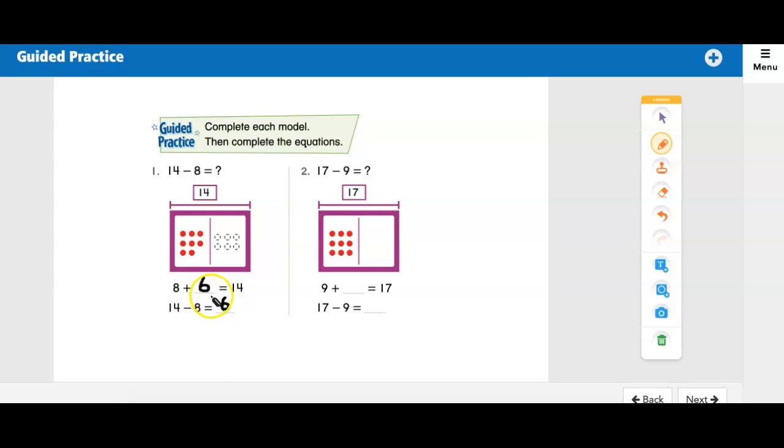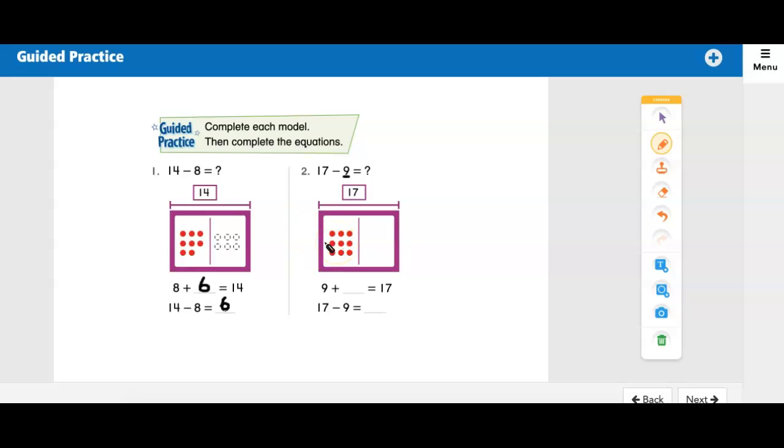Your missing part for your addition and subtraction problems will be the same. Keep that in mind when you are working on your equations today. Now let's look at number 2. On number 2, it says 17 minus 9 equals question mark. We again have our part-whole chart. It tells us that our whole is 17 and the part that we know is the number 9. So we have 9 counters filled in.